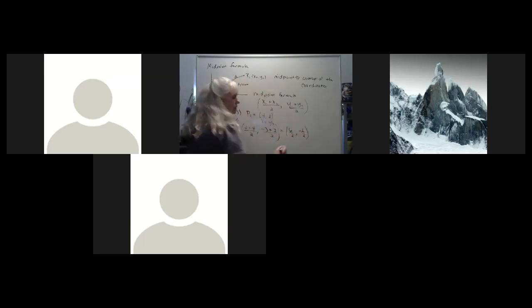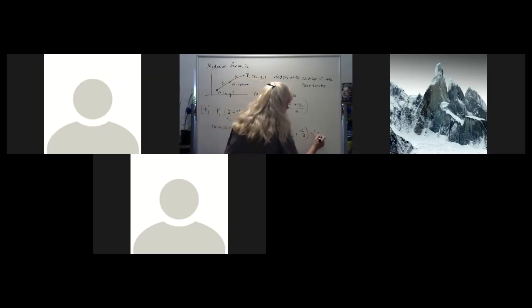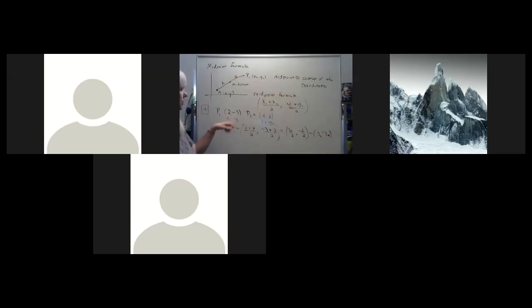6 over 2 you can simplify. We'll make that into a 3. -1 over 2 is just -1/2. So the point that is halfway between (2, -3) and (4, 2) is the point (3, -1/2). So again, if these 2 points were on the edge of a circle, we just found the center of the circle. And that's the midpoint formula.